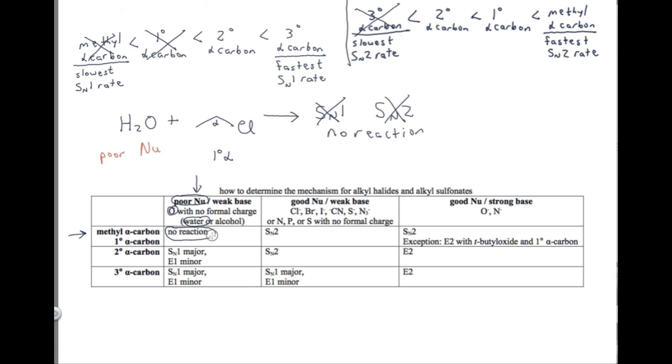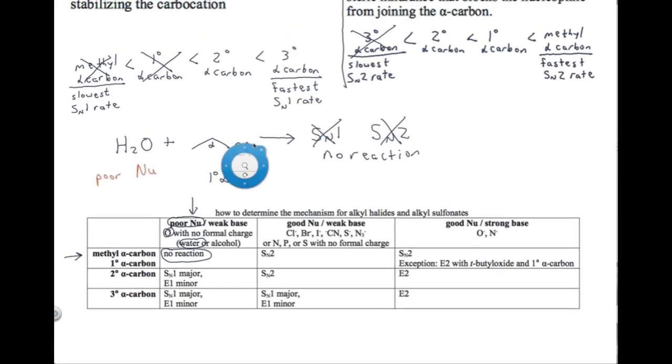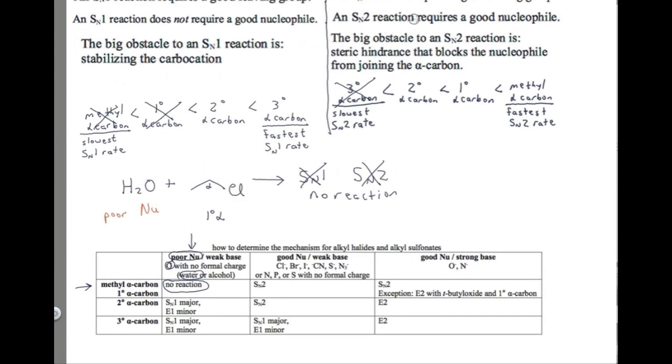Why is there no reaction in this cell? Well, we can't have an SN1 reaction because a primary alpha carbon can't carry out an SN1 reaction because the carbocation would be too unstable. And we can't carry out an SN2 reaction in this cell because water is a poor nucleophile and an SN2 reaction requires a good nucleophile. So that helps us to understand why there's no reaction in this cell.